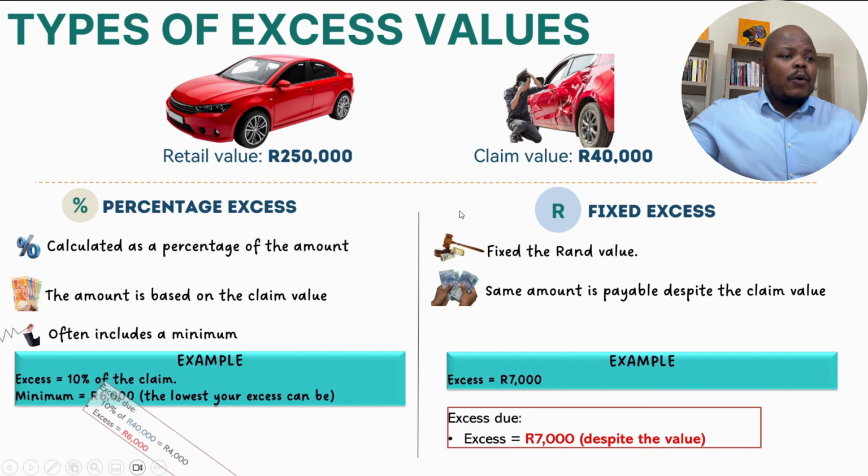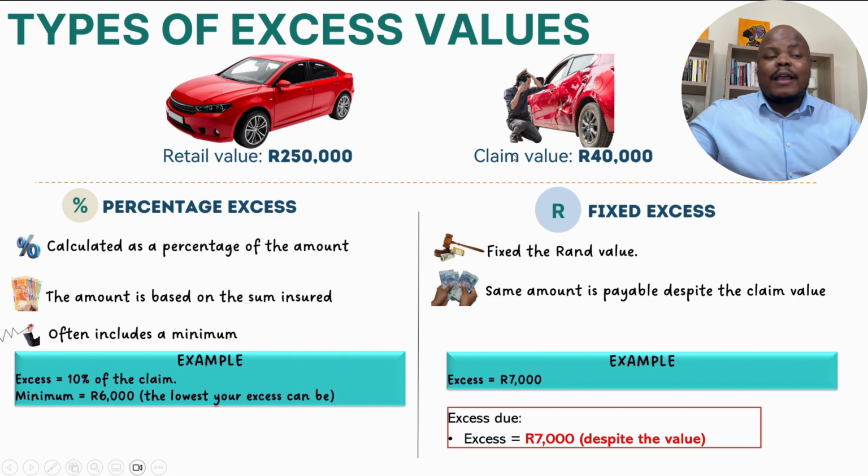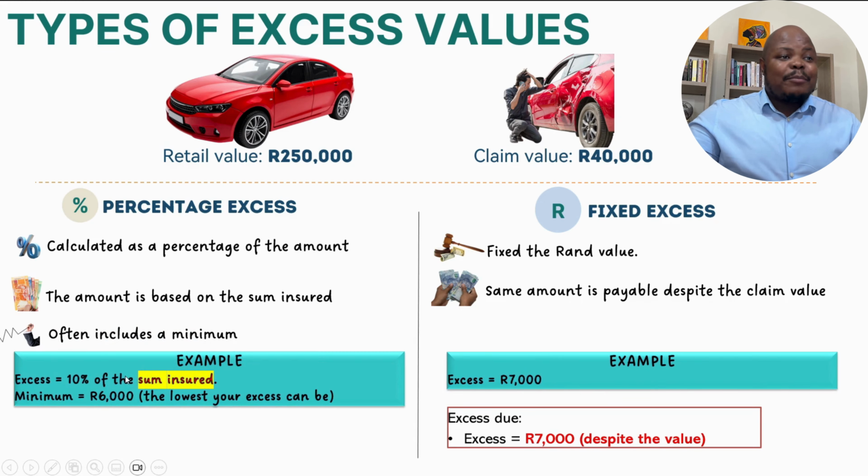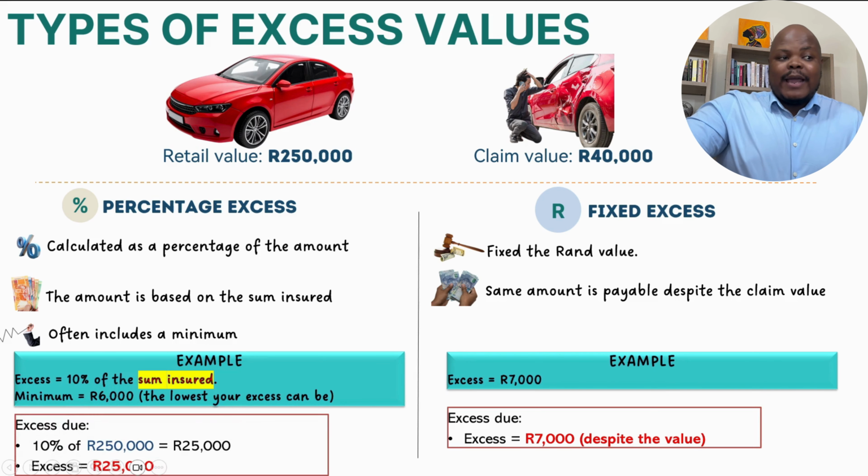So let's say, for example, now they say your excess is percentage based, but based on the sum insured instead of being based on the claims value. So this means that, if you apply the very same example, your excess of 10% will be 10% of the sum insured of that 250,000 rand, minimum 6,000 rand. So this means you will be paying about 25,000 rand, because instead of applying this to the claims value, some insurers apply this to the sum insured.